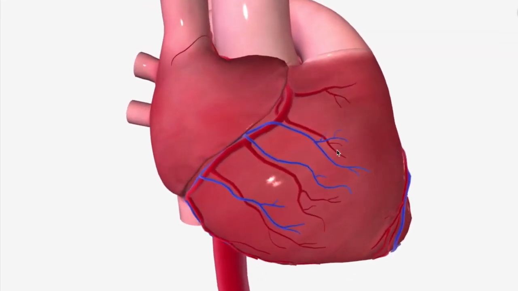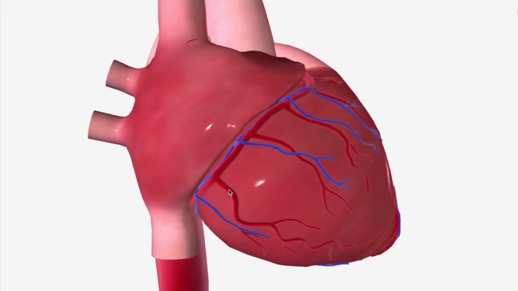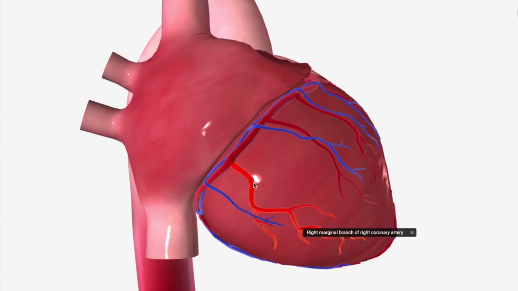So you've got the right coronary artery there, and you can follow it down, and you can see that it's very much going down the side of the heart. Then it gives off this branch, which is called your right marginal branch of the right coronary artery. Okay, so that's quite important.